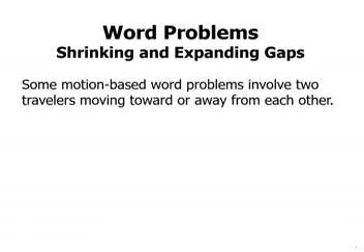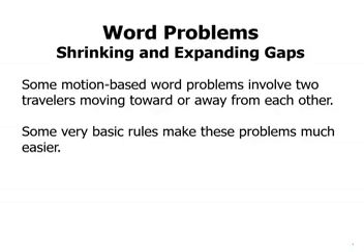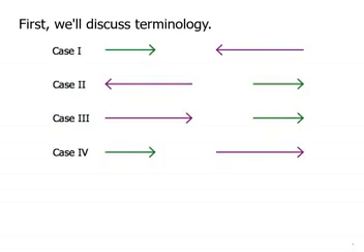Shrinking and expanding gaps. Some motion-based word problems involve two travelers moving toward or away from each other. And sometimes some basic rules can simplify these otherwise very difficult problems. Before I can talk about these basic rules, we have to discuss some terminology. There are 4 basic cases I'm going to discuss here. And in particular, I want to talk about cases 1 and 2.